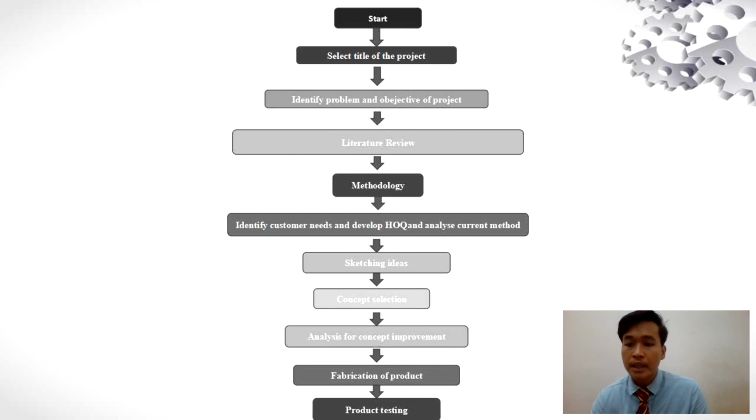This flowchart consists of two phases. Phase 1 is in this semester and phase 2 is in the next semester. Phase 1 starts with selecting the title until the methodology, which ends at concept selection. And in phase 2, we start with analysis for concept improvement until product testing.